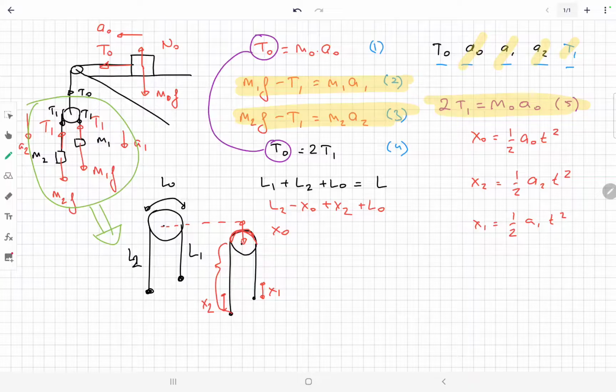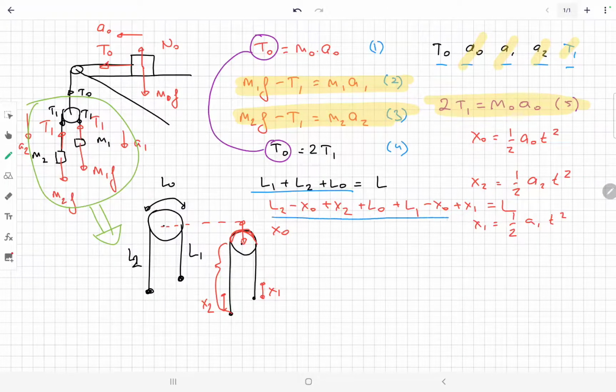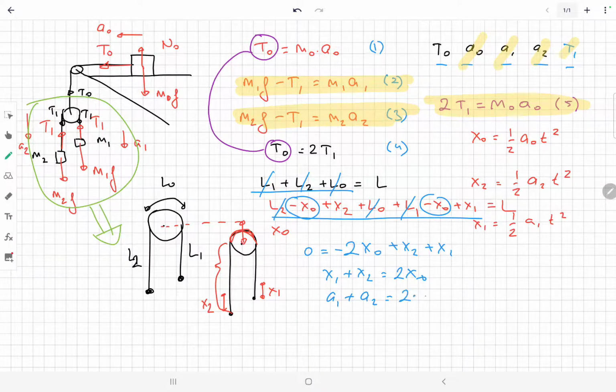Now let's come to the length of the rope at the right side. Initially it was L1. Upper part moves downward x0, plus x1 because the right end goes downward. This should be equal to again L. So basically this part should be equal to this one. So we can remove L1, L2, and L0. At the left side we have 0, at the right side we have minus x0, minus 2x0, plus x2 plus x1 equal to 0. Or we can say x1 plus x2 equal to 2x0. Or it means a1 plus a2 equal to 2 times a0.